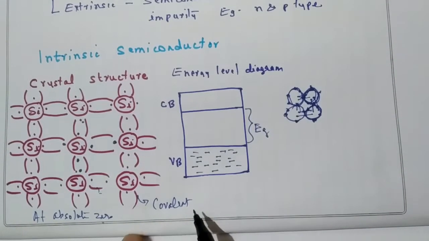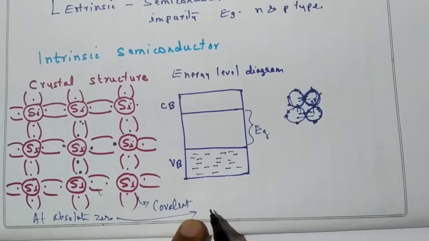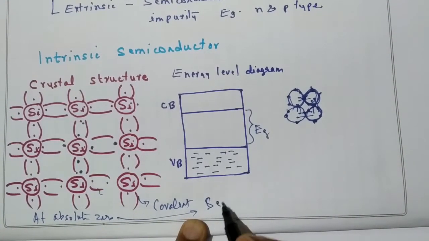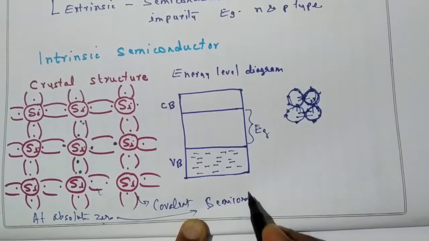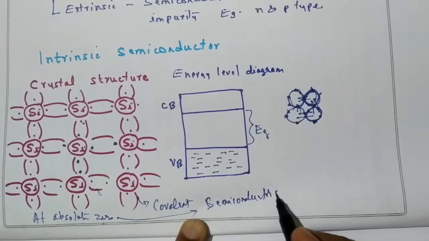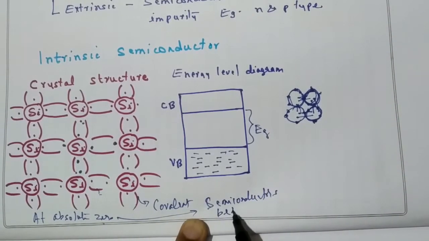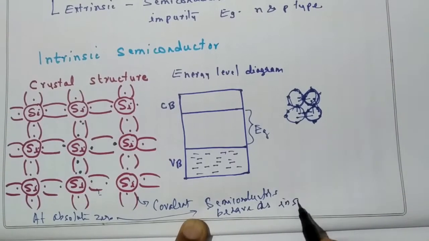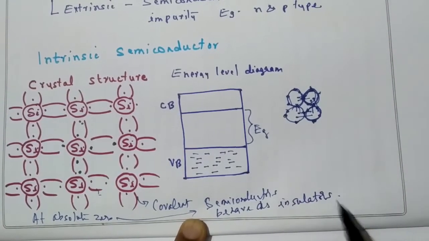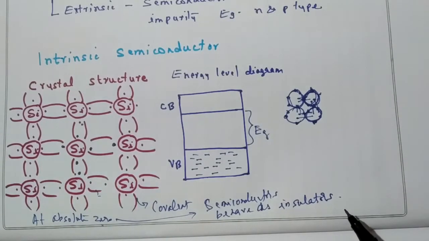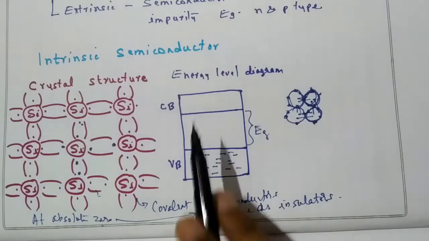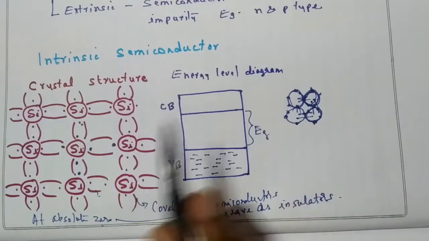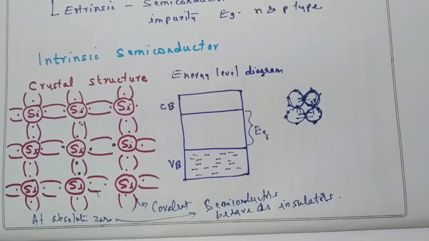Therefore, at absolute zero, all the semiconductors behave as insulators. All the semiconductors at absolute zero behave as insulators. The conduction band is completely empty, so there is no conduction. But this is at absolute zero.